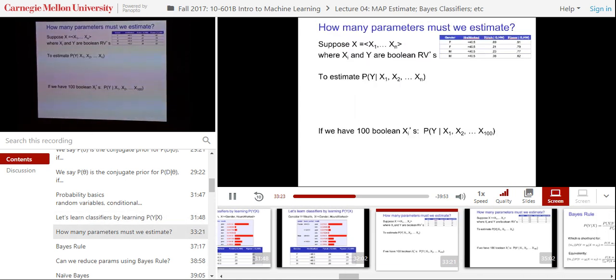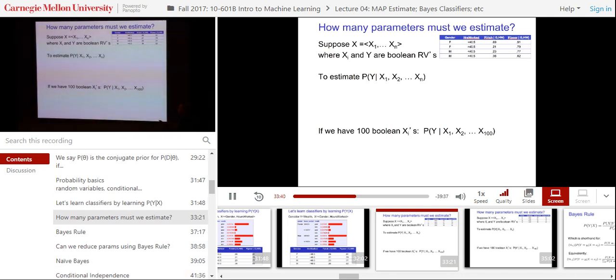Okay, so what I want to do the rest of this class is talk about a Bayesian classifier called naive Bayes, which is very practical, and then try it out on a real example, see how it works. Okay, so let's think about it this way.